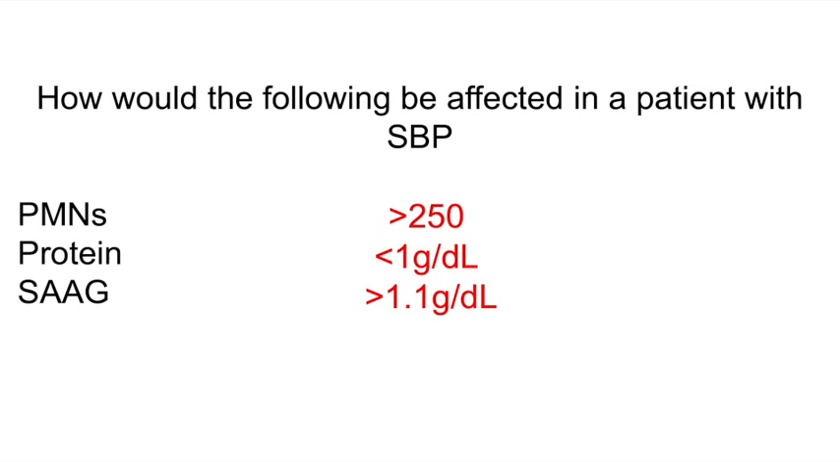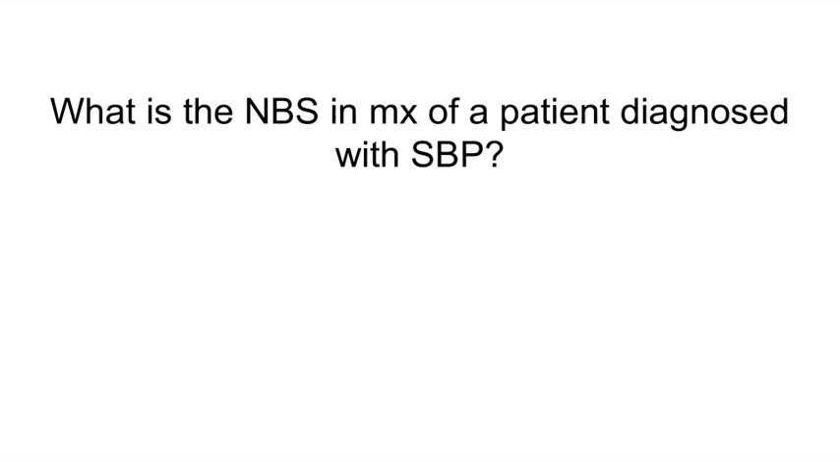What is the next best step in management of a patient diagnosed with SBP? IV antibiotics and albumin. So IV albumin is given to decrease the incidence of renal failure and reduce mortality in patients with SBP.